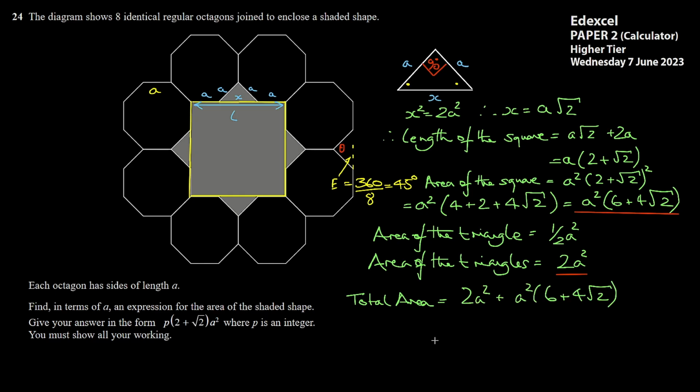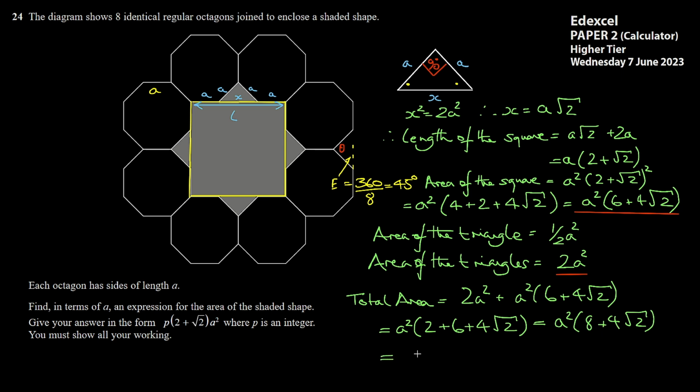Well, effectively that's the answer, but they want it in this form, so they've pulled out an a squared as a common factor, and they've got this constant p in it as well. So if we pull out that constant first, this is equal to a squared, and I'm left with 2 plus 6 plus 4 root 2. And that is equal to a squared, 8 plus 4 root 2. And I think you can see that that constant p will be 4 because I can take a common factor of 4 out of this.